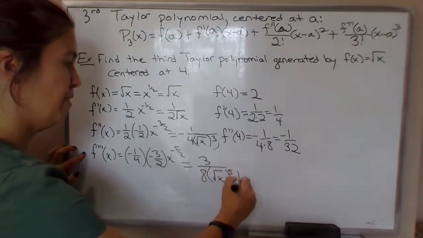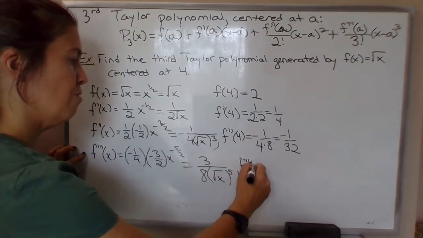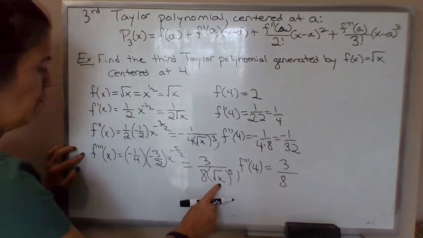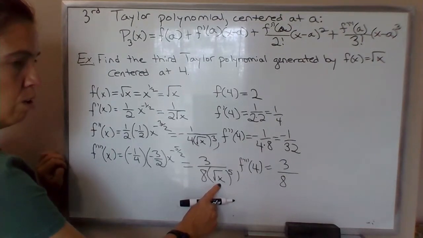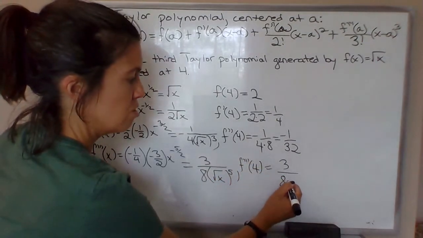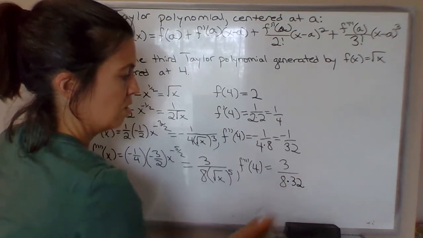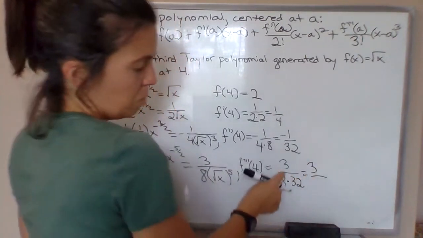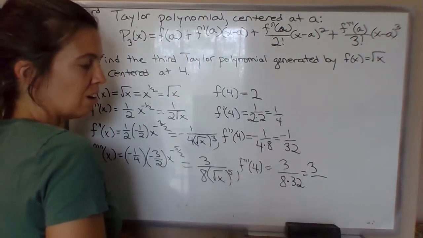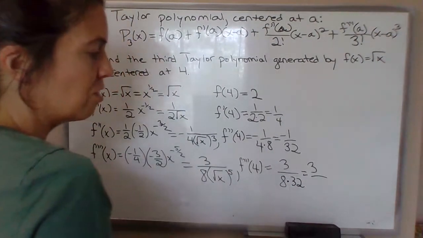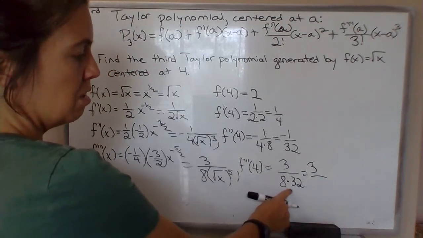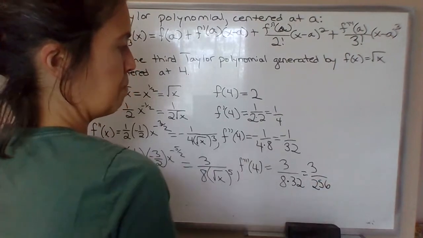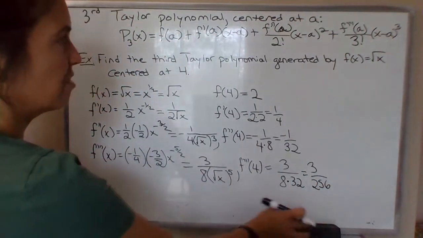Here's the third derivative. So third derivative evaluated at the center would be 3 over 8 times the square root of 4, which is 2, raised to the 5th, which is 32. 2 to the 5th is 32. So what's that? 3 over, and it's nice to look for common factors to cancel in a scenario like this before the numbers get too big, but there are no common factors there. So what would this be? 240 plus 16, right? 256. Okay. So those are your coefficients.